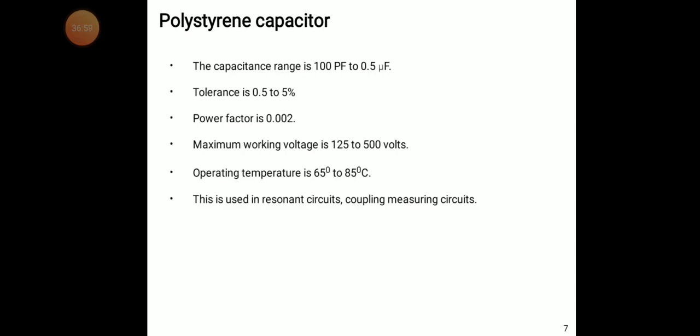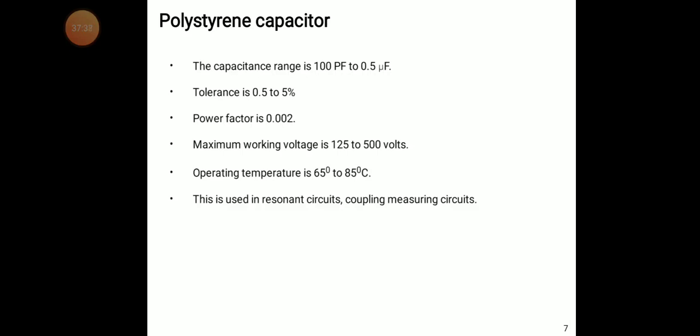Power factor is 0.002. The working voltage is 125 volts to 500 volts, the maximum working voltage. In between, it may work at 125 to 500 volts. The temperature range is comparatively less. Operating temperature is minus 65 degrees to 85 degrees centigrade. More than that, it may get damaged.